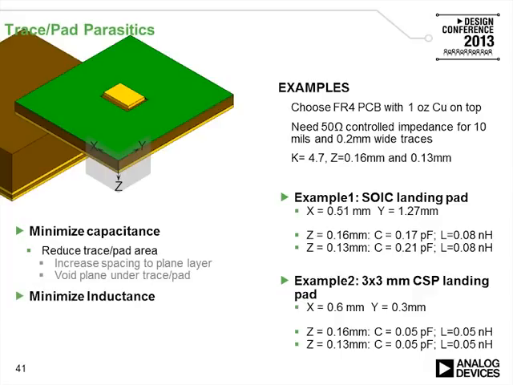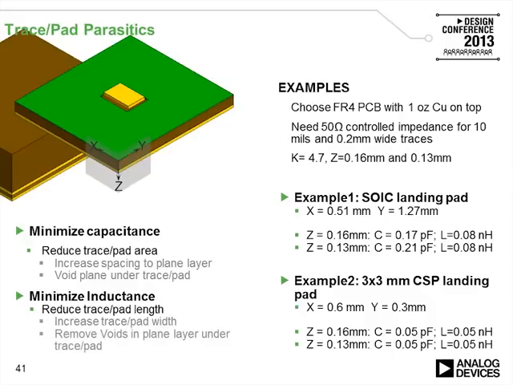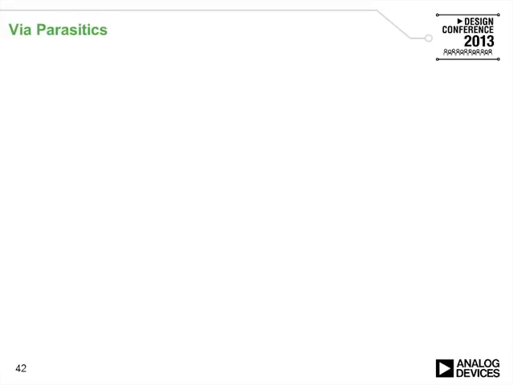To minimize the inductance, on the other hand, you want to reduce the length. You want to increase the width of a trace or the pad. You want to remove voids in the plane layer, which is contradictory to how to minimize capacitance, and decrease spacing to the plane layer, which is again contradictory to capacitance. Let's look at via parasitics.